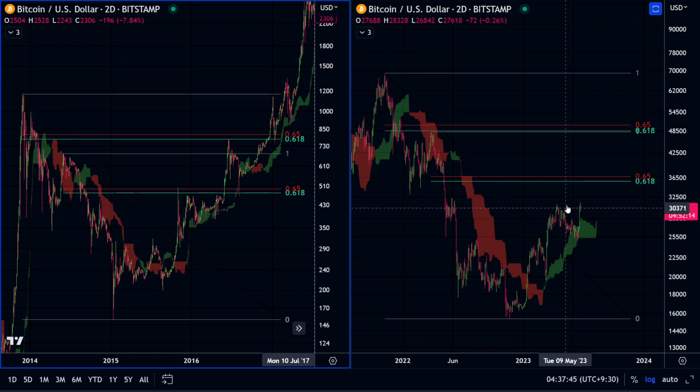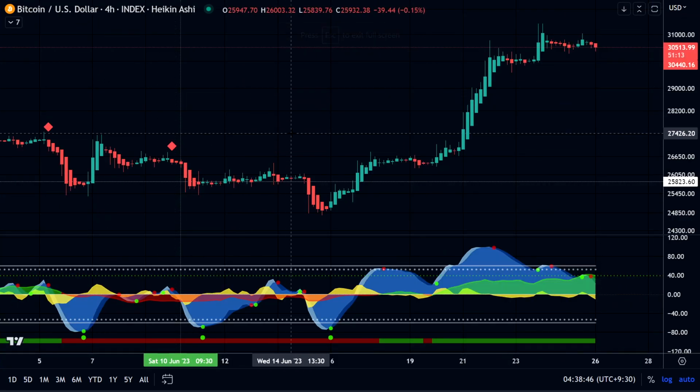But again, this will take a while to play out, perhaps going into the end of the year and early next year. And then the final target to break would be the previous all-time high. But let's go over to Market Cipher now.